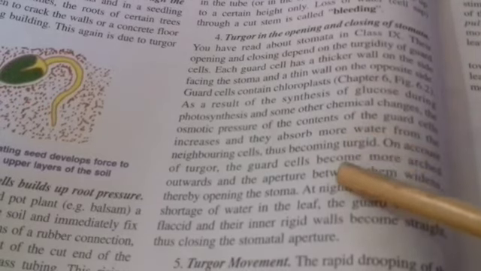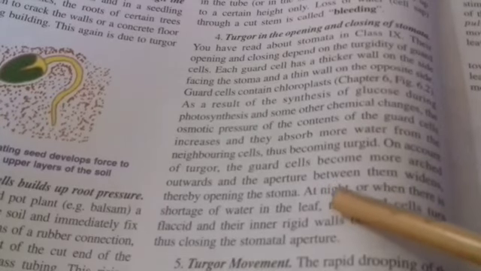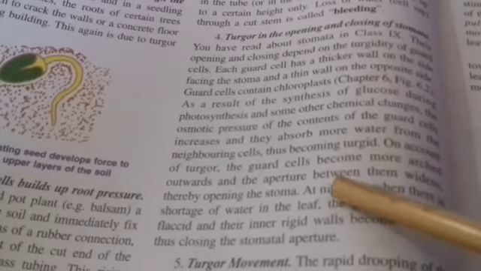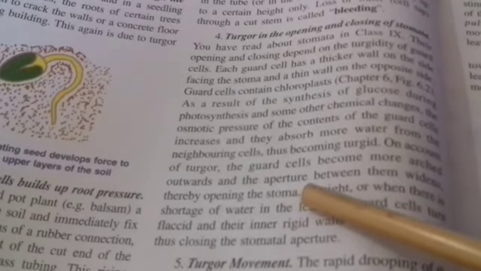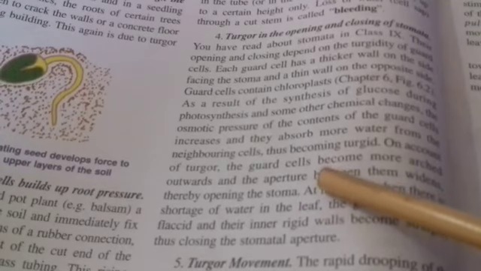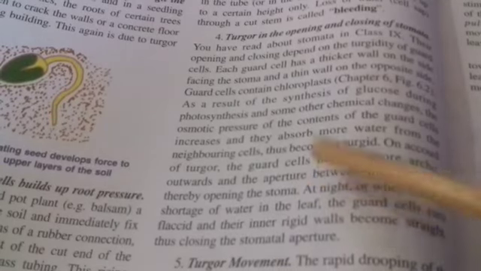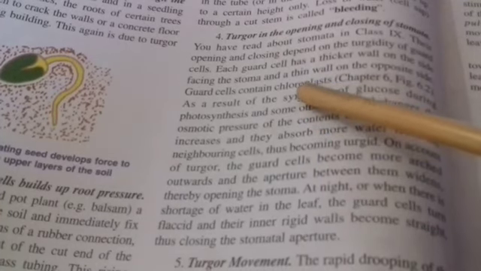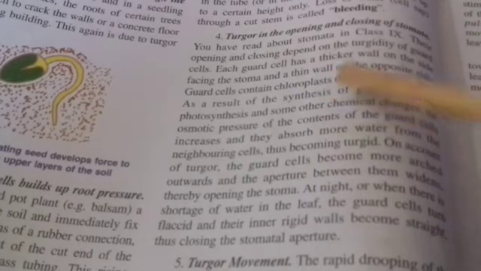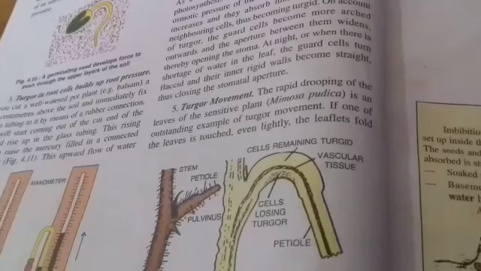And the reverse happens at night time. At night time there is no photosynthesis, so the solute concentration in the guard cell becomes very less as compared to the neighboring cell. So from the guard cell water is lost or diffused out, which results in the closing of stomata. So turgidity helps in closing and opening of stomata. That is another use in plants.